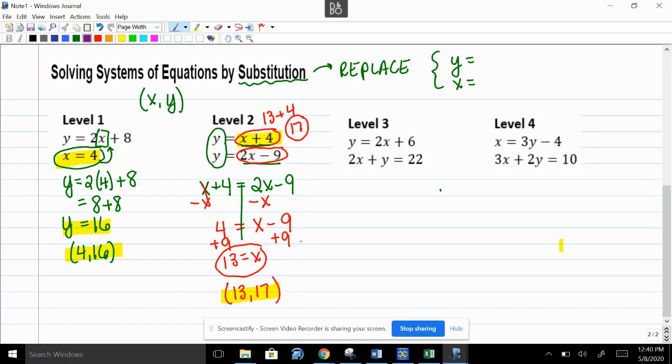Okay, y is equal to 2x plus 6. And in the bottom equation, I got 2x plus y is equal to 22. Okay, if we were in class, I would go through an example. I would use basketball as an example right now, and I would probably use LeBron James because LeBron James is the best player in the world.